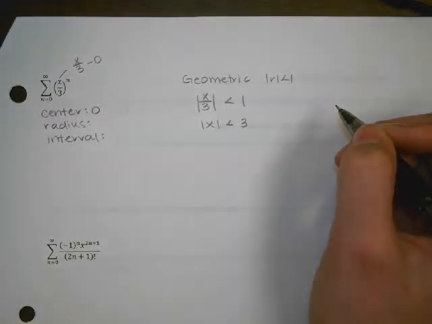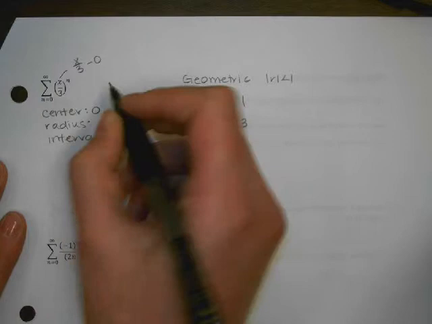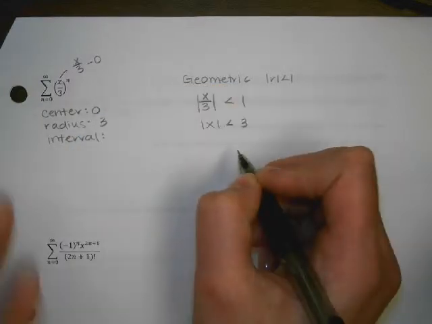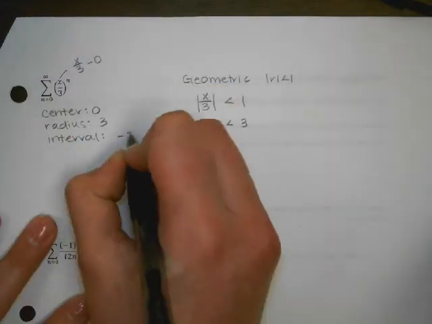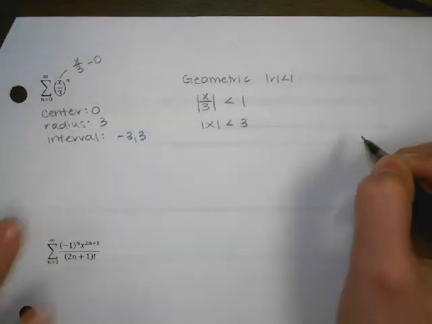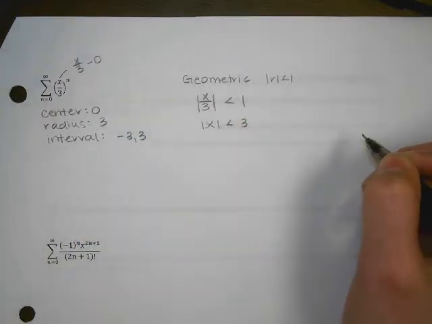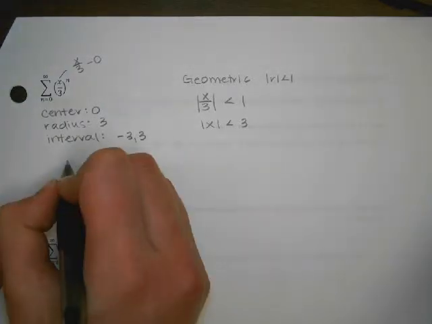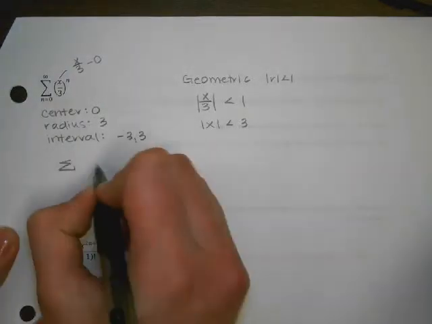And so that means that the radius of convergence is 3. And so the interval of convergence is from -3 to 3. And so just like before, we have to test the endpoints and see if those work. So I'm going to go ahead and check -3.